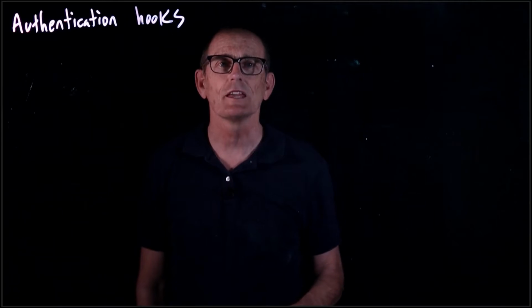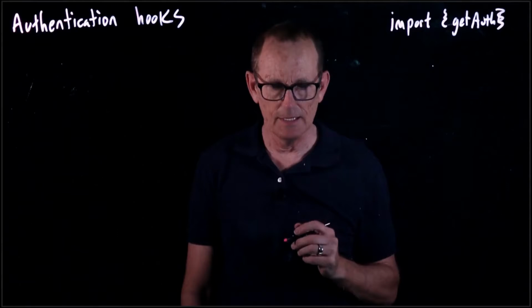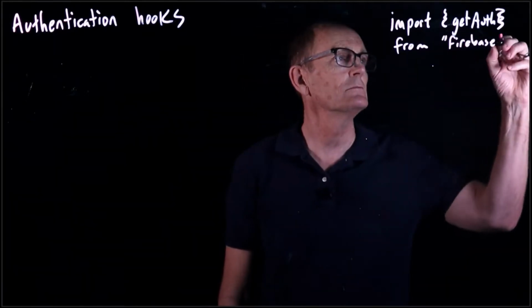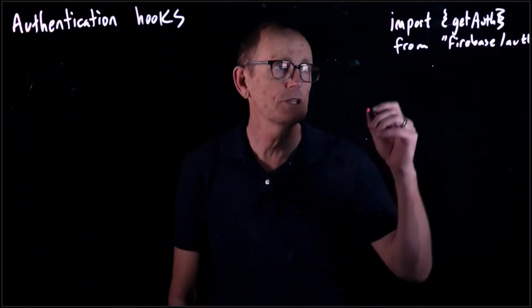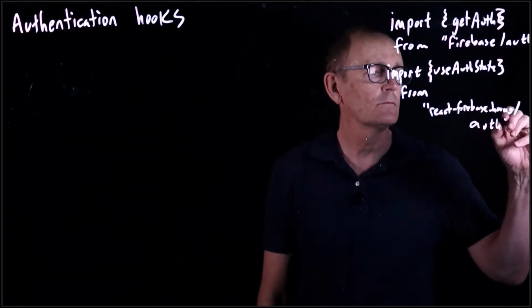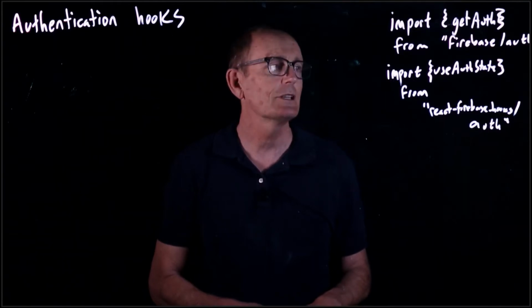We're going to first look at authentication hooks. We have a couple functions we're going to use. One is getAuth, and this is provided from Firebase. So it's from Firebase auth. And as well, we're going to be using a hook. So we are importing useAuthState from react-firebase-hooks/auth.